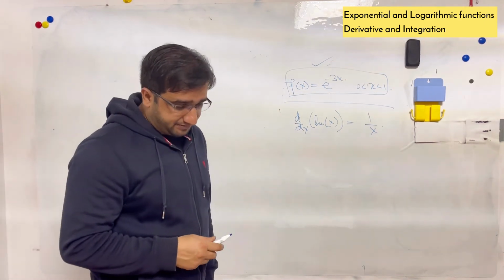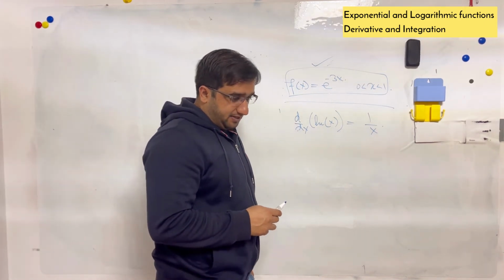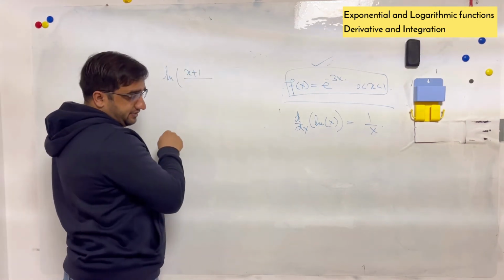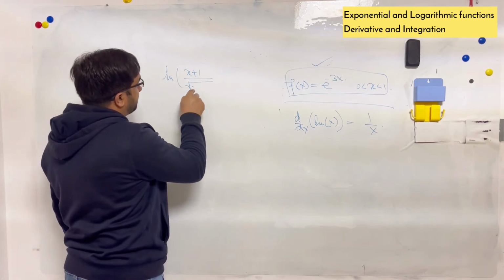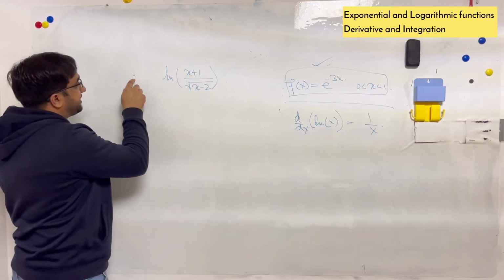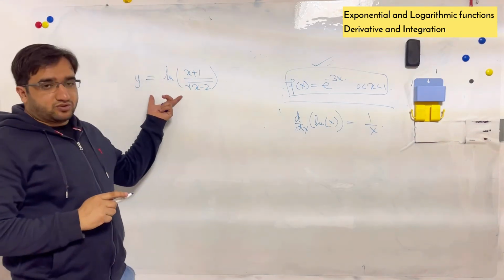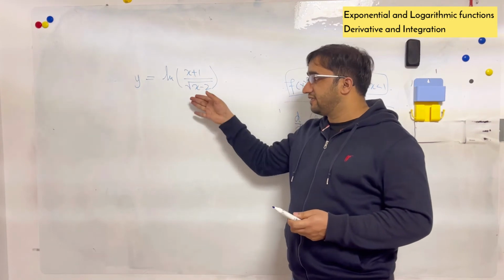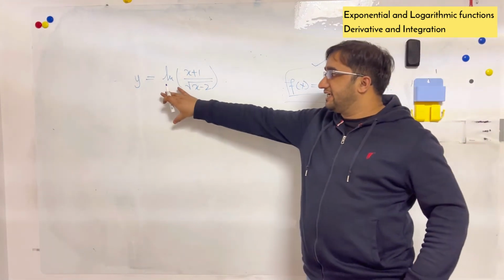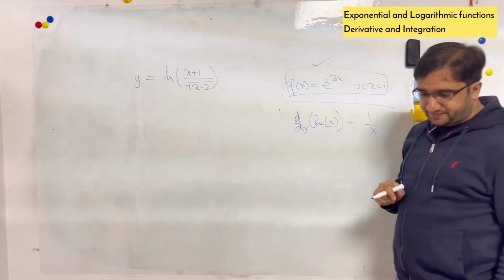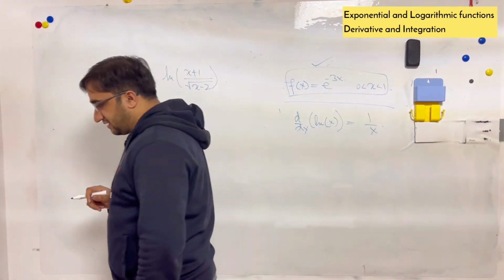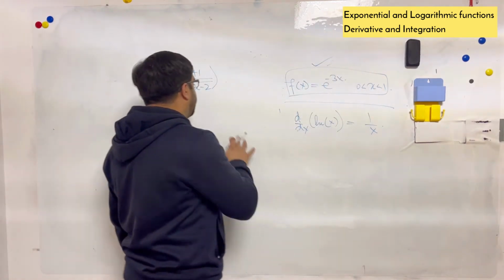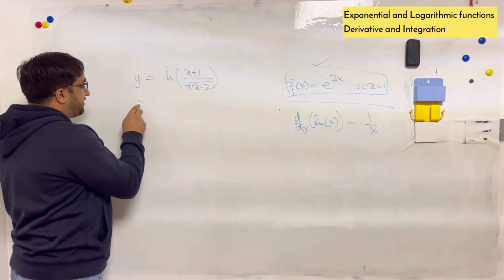So suppose we have a function ln of (x plus 1) divided by the square root of (x minus 2). Can you find the derivative of this function? This you already know from advanced mathematics 1, how to find the derivative of this function. So give me the derivative of this function. This is a recall to the last class. Okay, help me to find it. What will be dy by dx?